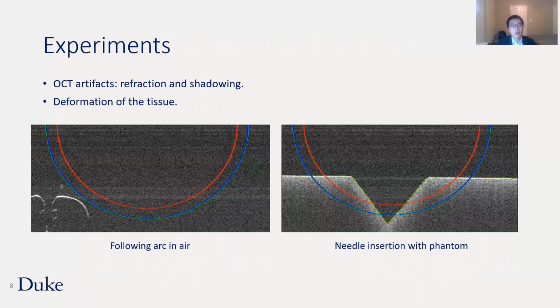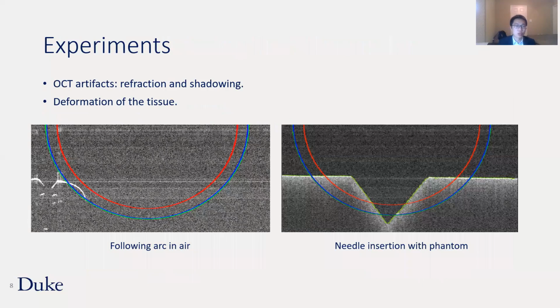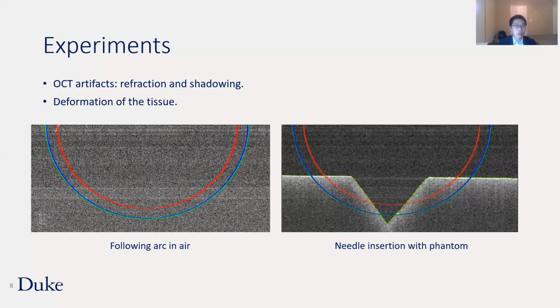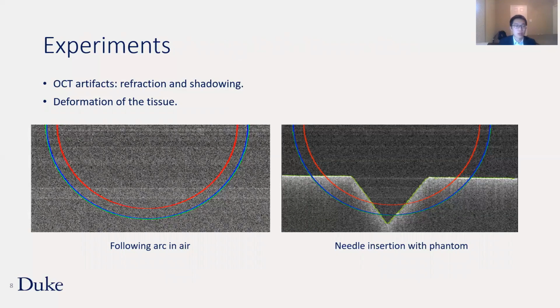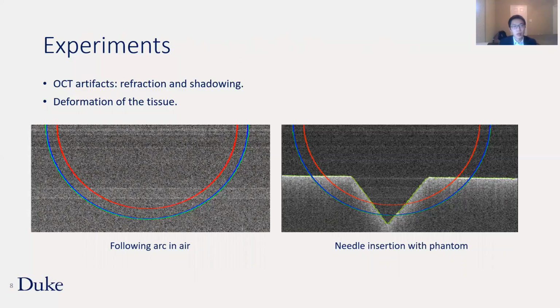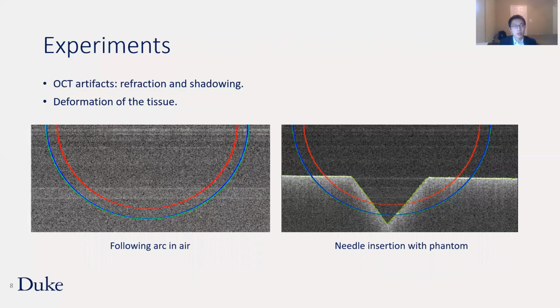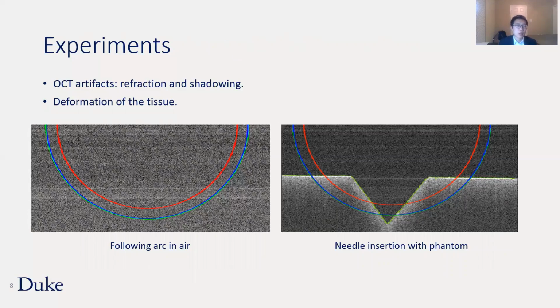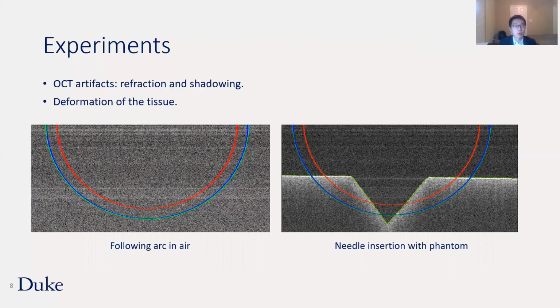In the experiment, firstly, we let the needle follow the arc in the air. In this video, there's no suturing target. We need to check whether the needle follows our desired suturing path. The red curve is the needle's desired inside surface path. The green curve is the desired needle tip path.